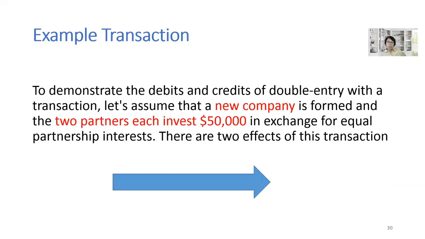Okay, so we're going to demonstrate how a double entry works with a transaction. Let's assume you're opening a new company with 2 partners and you're each going to invest $50,000. So in your mind, think of a friend that you have and you want to go in partnership, but you each have to put in $50,000. So you just won the lottery. So how you have QuickBooks and you have a bookkeeper, how is she going to enter this?